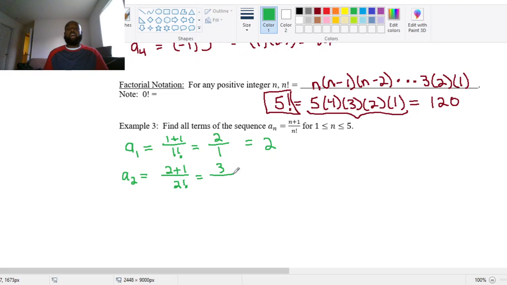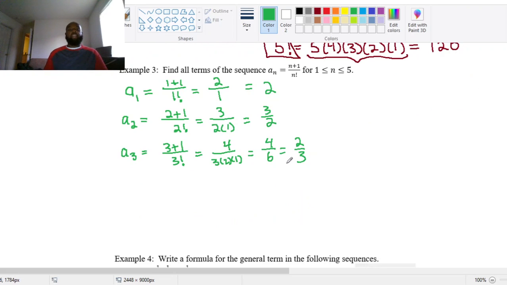That's going to be 3 over 2 times 1, which is 3 halves. Let's do a sub 3. Plug in 3 wherever I see an n. That's going to be 4 over 3 times 2 times 1, right? That'll be 4 over 6, and we can simplify that to 2/3. All right, we have a couple more.